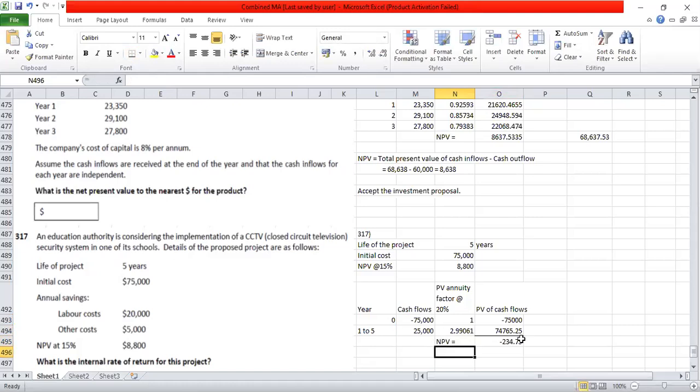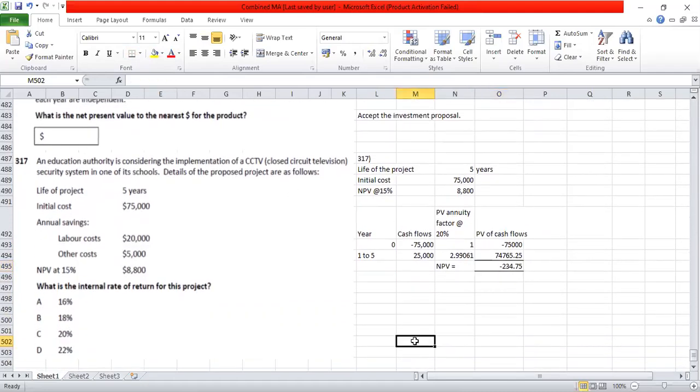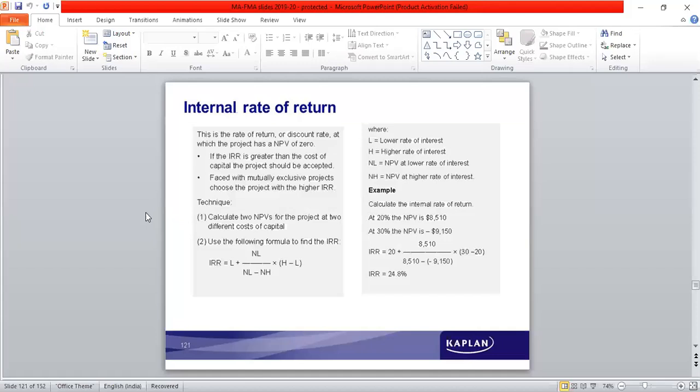So then what do we do? Instead of trying out another percentage, because the percentage could be in decimal values also, for that reason we take up an interpolation formula and work it out. So what is the interpolation formula? One value is above 0, one value is below 0. At 15%, when cash flows are discounted, we have plus 8,800. So one value is above 0. Another value at 20% discount rate is minus 234, which is below 0.